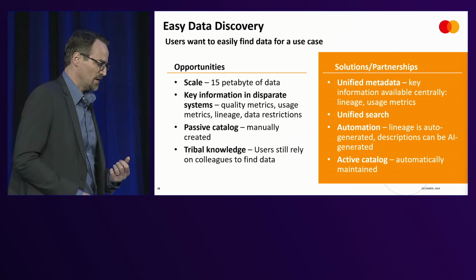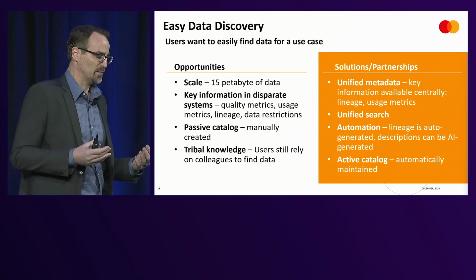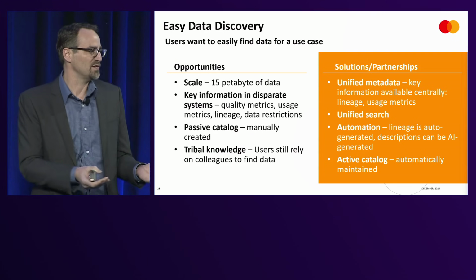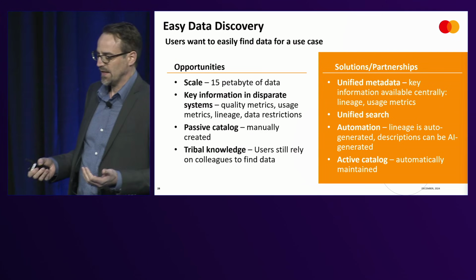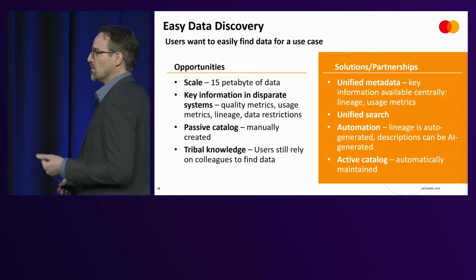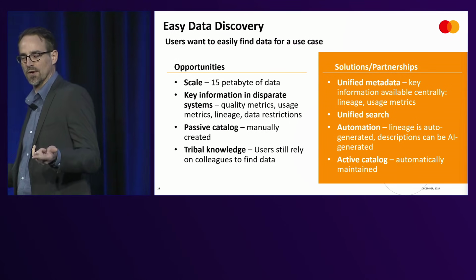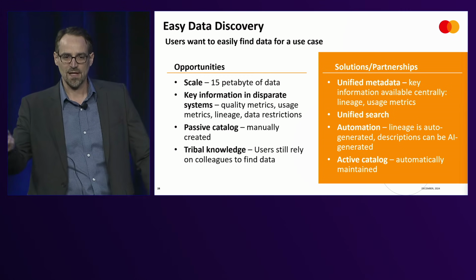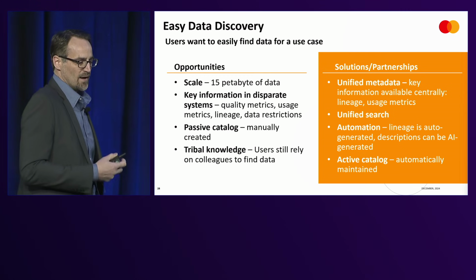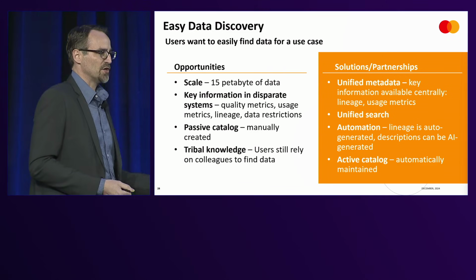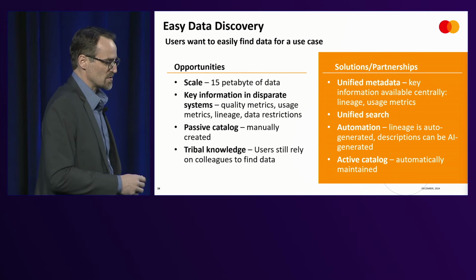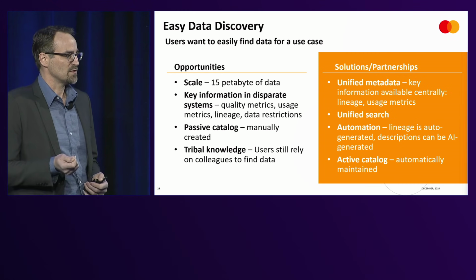So at Mastercard, when I think about helping people find the right data, I think about what information I should give them. Descriptions, definitions, okay, that's a start. But also quality metrics, because you want to know, is this a good hotel that I'm staying at, or is this a one-star review kind of hotel? You want to show them lineage: where is the data coming from? And you want them to understand the data restrictions associated with the data.